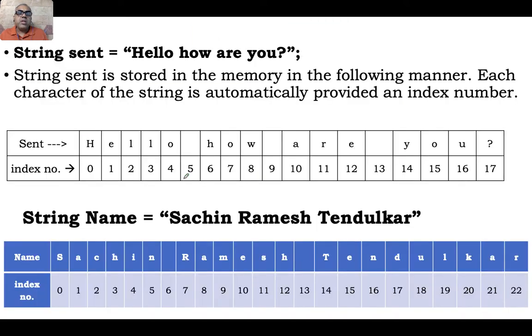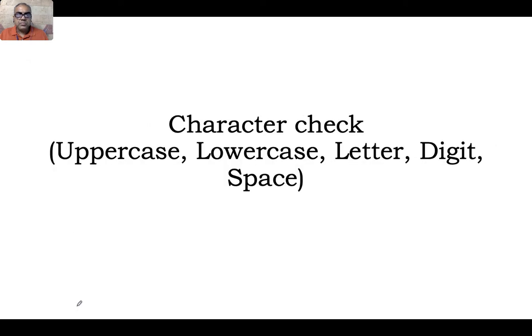Now to make you understand this very quickly, we also know our standard variables: s is "Hello, how are you?" and our standard variable name is "Sachin Ramesh Tendulkar". Here are the index positions, which we will use if required. Now let us get into the character check.